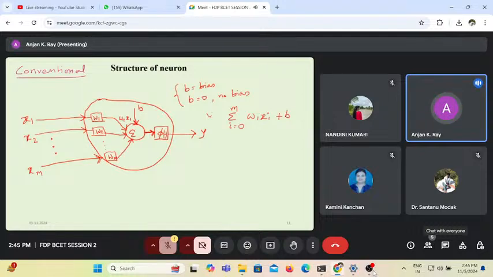Let's say this is the component YB. So YB is the weighted summation of the input as well as bias. Now phi, the output of this neuron, is phi of YB. This phi is known as the activation function.